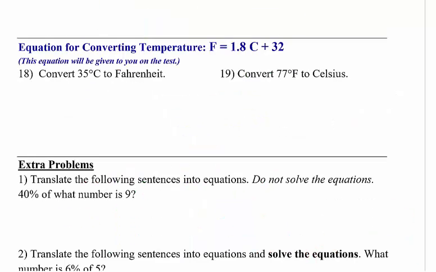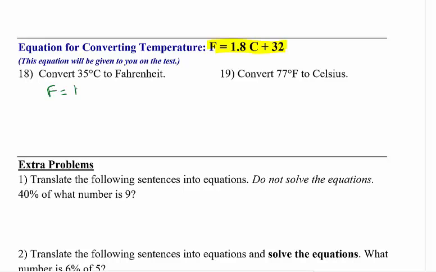The last 2 problems we're going to talk about for Module 3 are converting temperature. And again, this specific formula will be given to you. So please make sure you are comfortable using it for either direction of what's given to you. So 18 says convert 35 degrees Celsius to Fahrenheit. So please be careful again where you plug it in. I want you to pause it. Go ahead and try to simplify it for yourself.